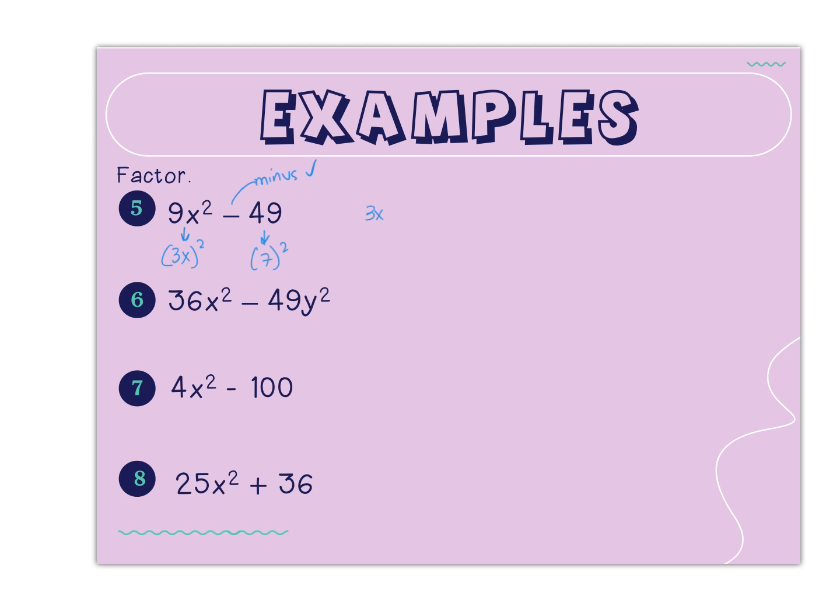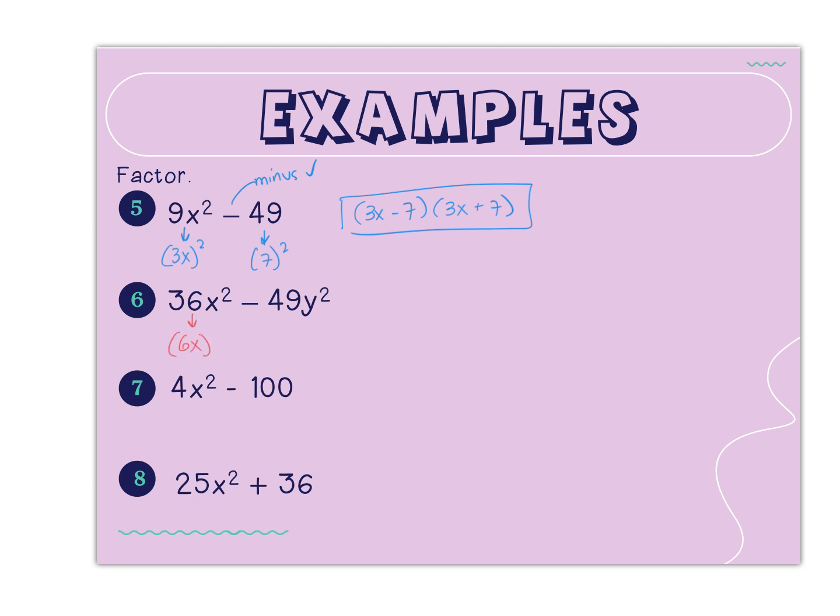This is a 3x minus 7 times a 3x plus 7. And so these are the factors that created that. So we're going to keep going. We'll do the same thing. Can we pull out a GCF? No, we cannot. So then let's just see, does this have a square root?